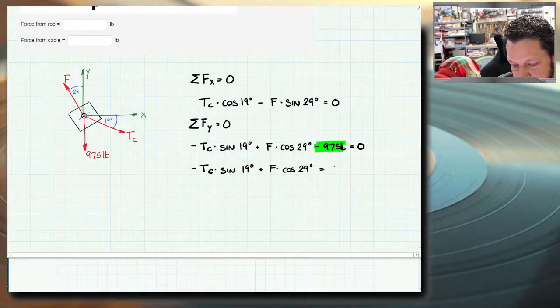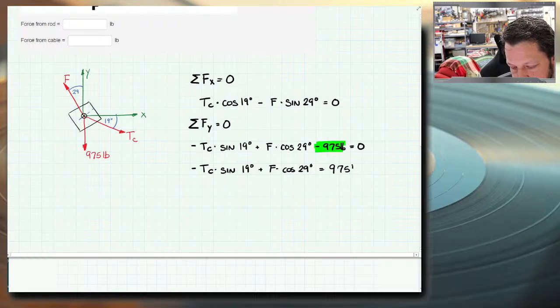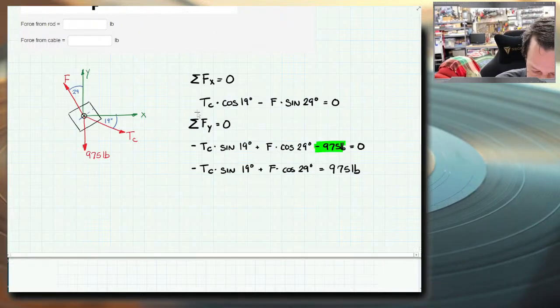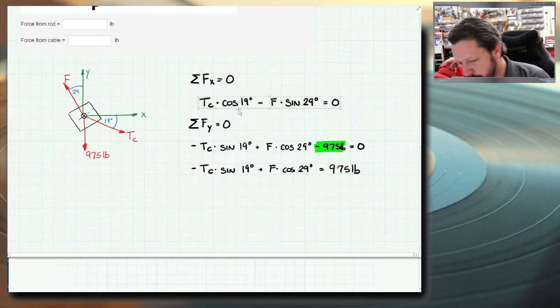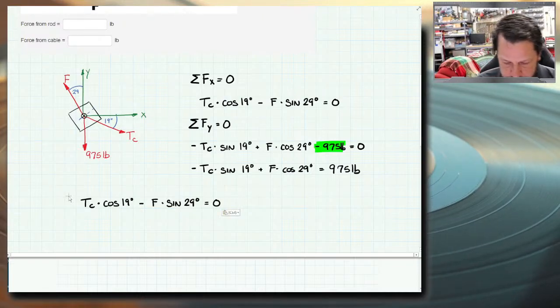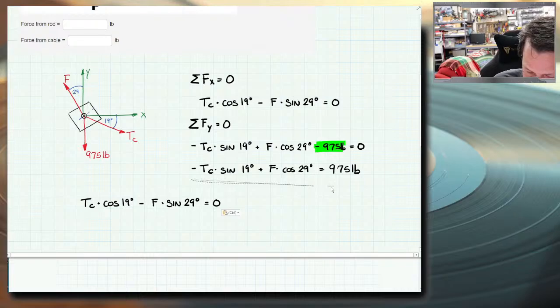And that 975 becomes positive, like that. Now I think I'm going to copy these two equations because I want to do a particular thing with them. Let's paste it over here. And then let's take this one, the one with the 975 on the right-hand side.